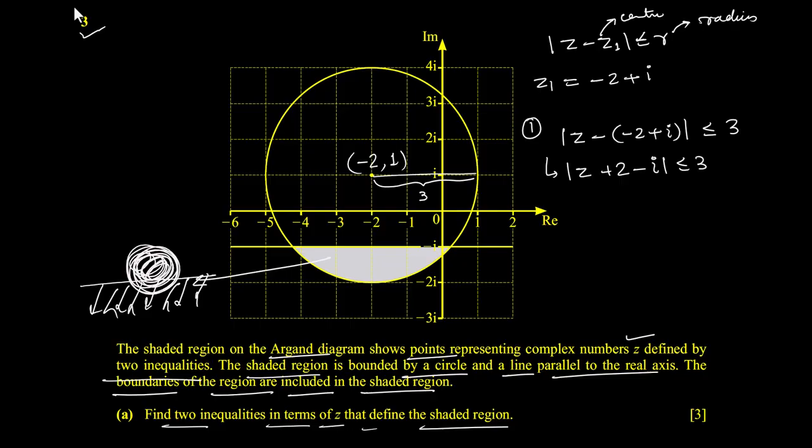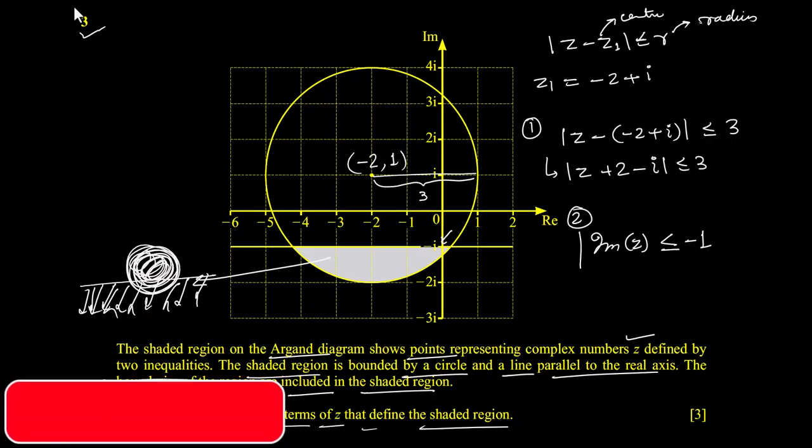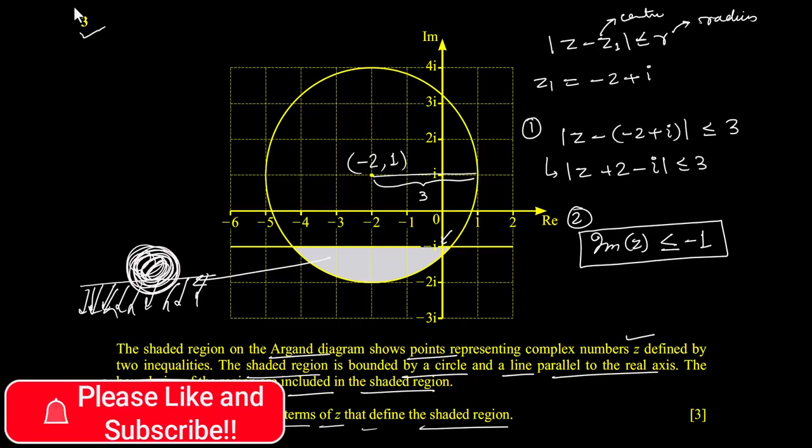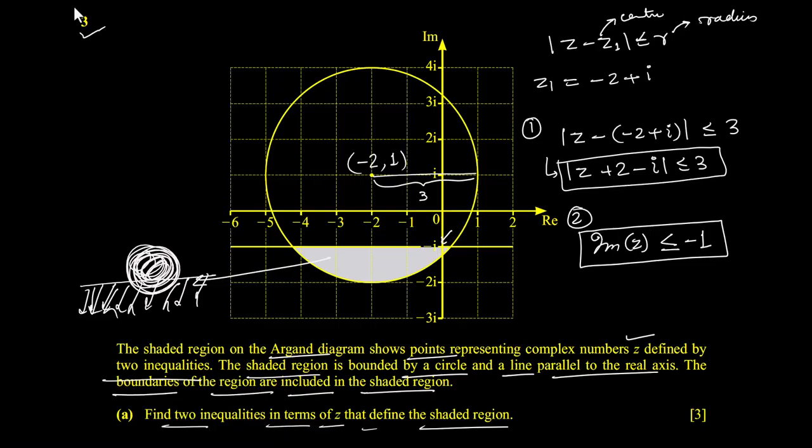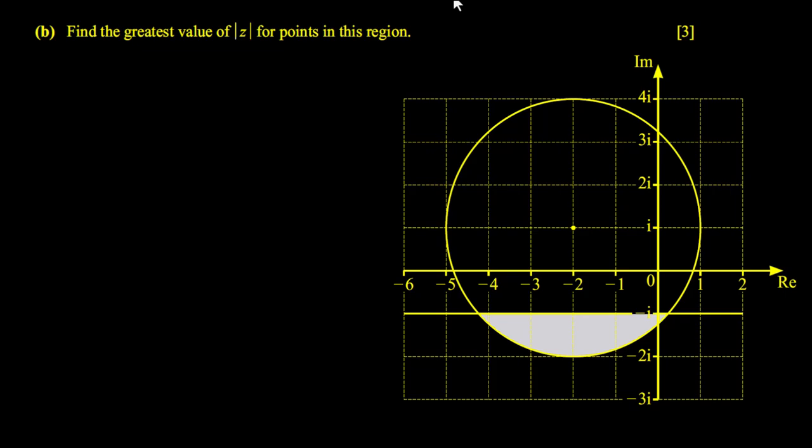We need two inequalities. So for the other inequality, as we have seen, the imaginary part should be less than this, so that it includes this region in the intersection. So the second one would be imaginary part of z should be less than or equals to -1. We can see it is at negative iota, so it is going to be less than or equals to -1. So these are the two inequalities which define this shaded region. I hope it is clear. Let's discuss the B part of it. And here is the B part.